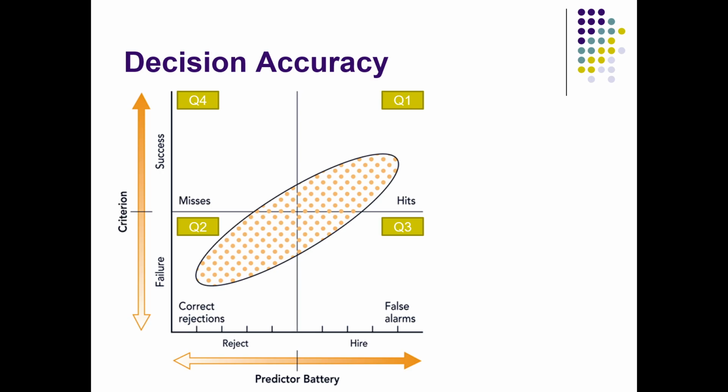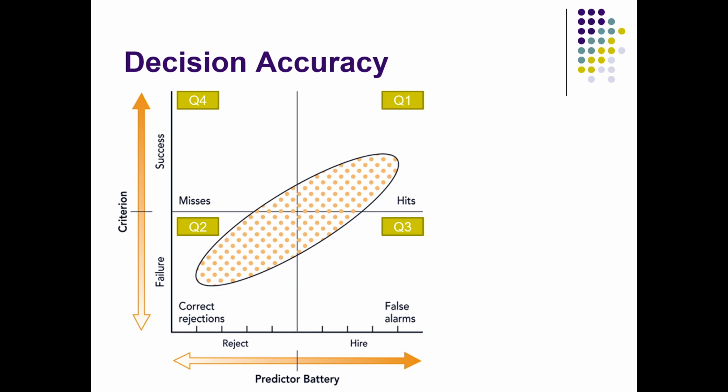So imagine that you have all these dots that are scatter plotted here, representing individuals who have applied for the job and have gone through the selection process. So we have in quadrant 1, which is the upper right hand quadrant, what we call hits. And these are those applicants who we hired and who were successful on the job. Quadrant 2 has correct rejections. So those are the applicants that we didn't hire and we shouldn't have hired. So those were correct rejections.